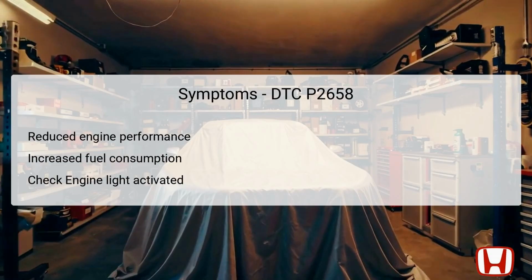When DTC P2658 is active, the driver may experience several noticeable symptoms. One of the most immediate signs is a reduction in engine performance, characterized by sluggish acceleration and decreased power output. This happens because the VTEC system cannot effectively control valve timing, which is crucial for engine response. Additionally, increased fuel consumption may occur due to inefficient combustion related to suboptimal valve operation.